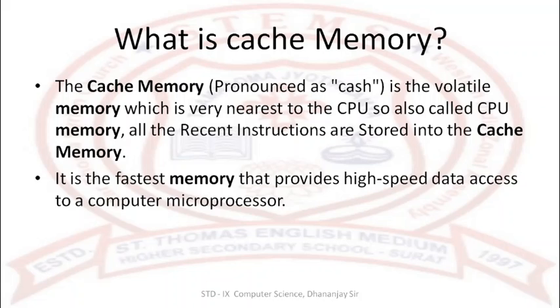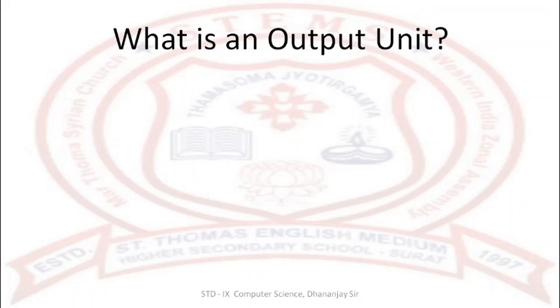Basically the cache memory stores intermediate results or recent instructions which are used frequently by the computer memory. It is the fastest memory that provides the highest speed data access to a computer microprocessor.